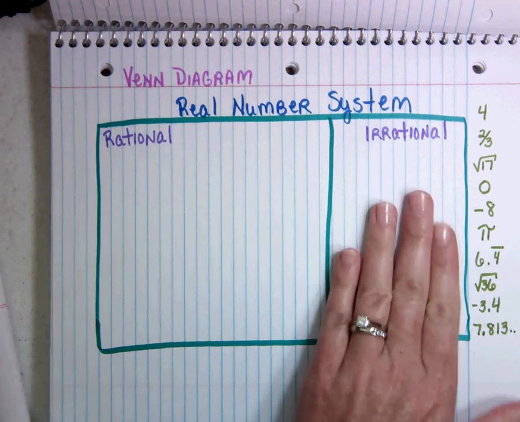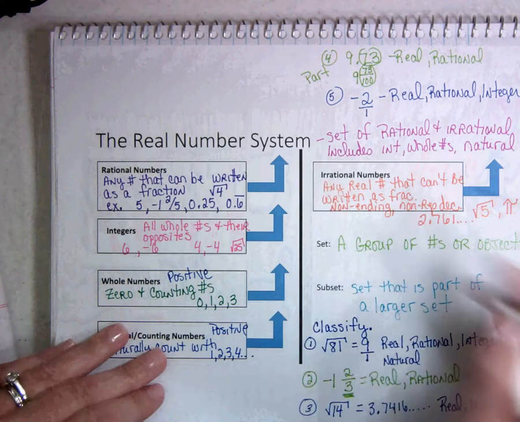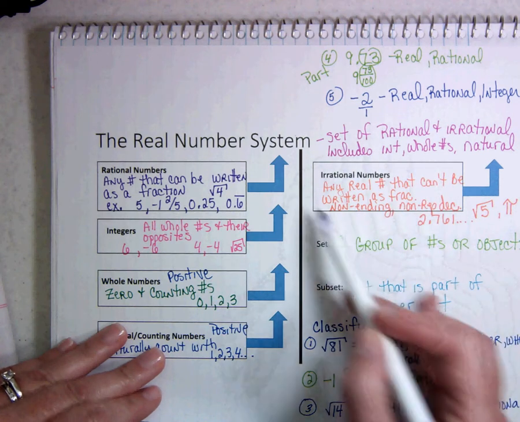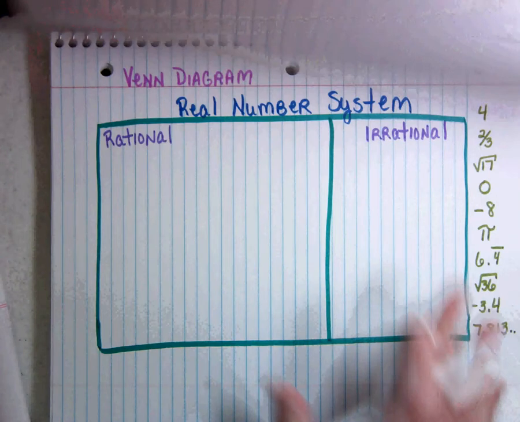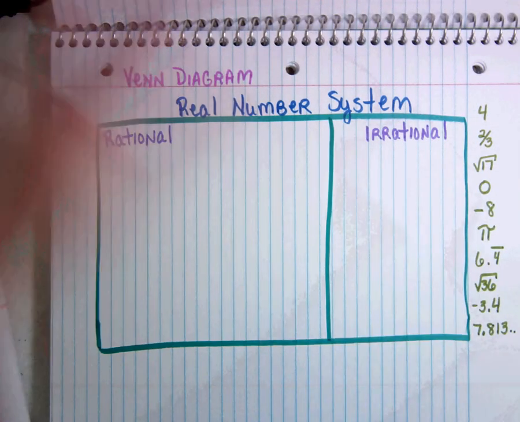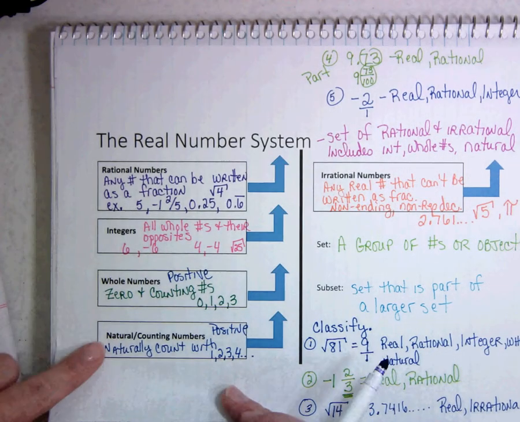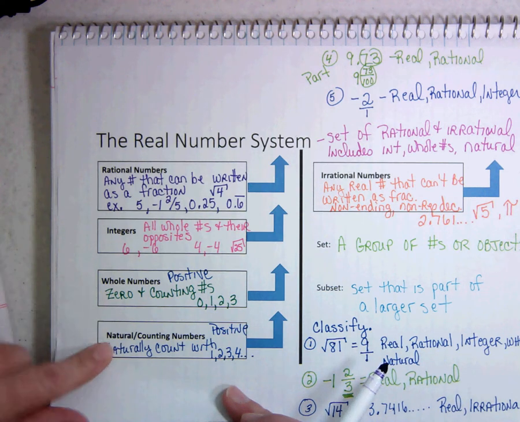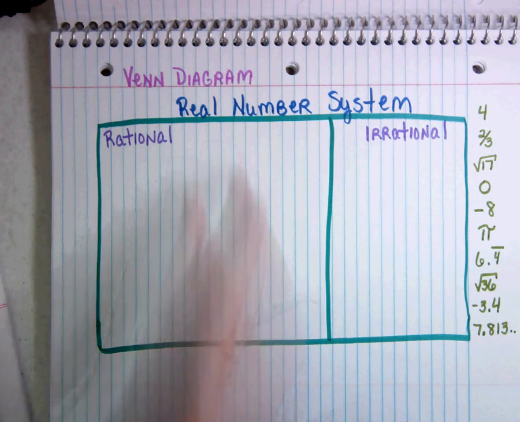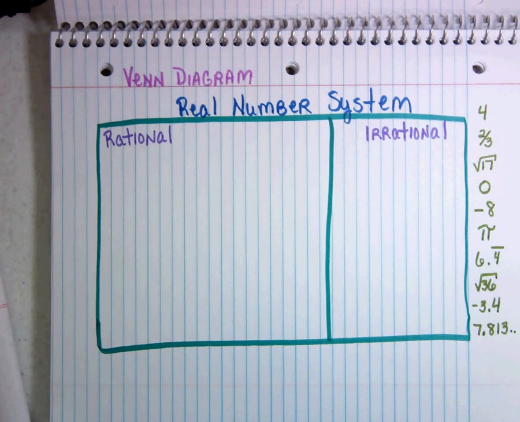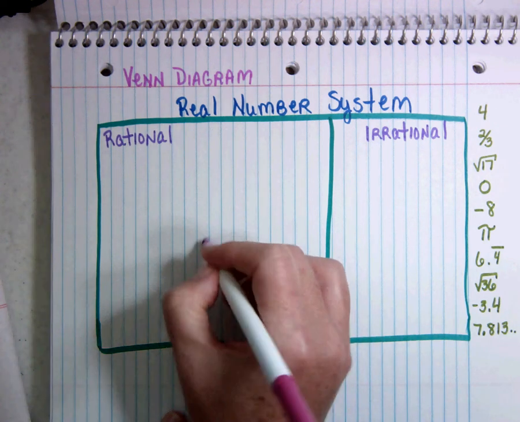Now the good thing about the irrational side is, remember, that is the only number in that category. It does not have any subsets, okay? So irrational side is super easy. But what we need to do is we need to add natural numbers, whole numbers, and integers to our rational number box, okay? So what I'm going to do is I'm going to start with the lowest and the smallest category of rational numbers, and that is our natural numbers.